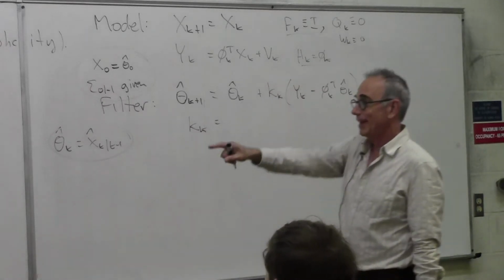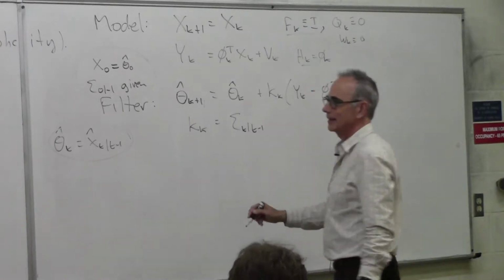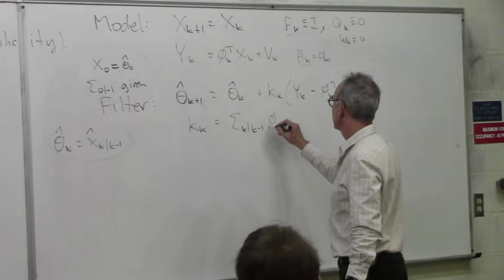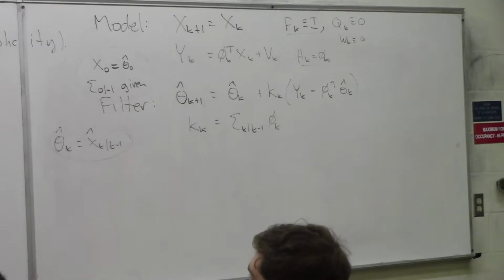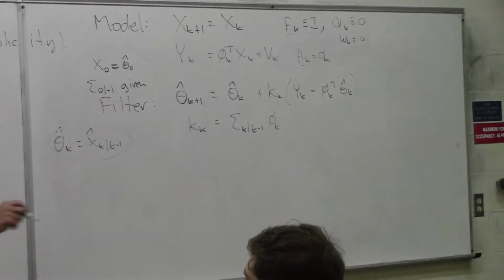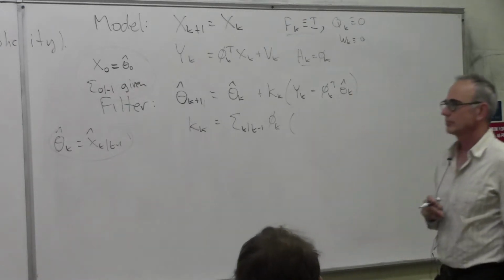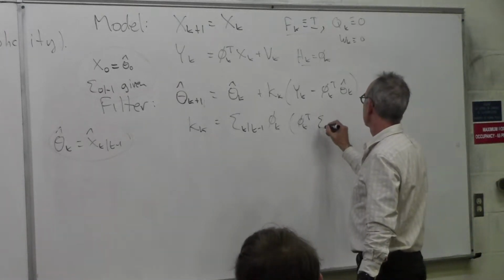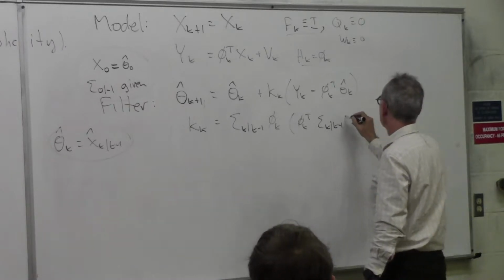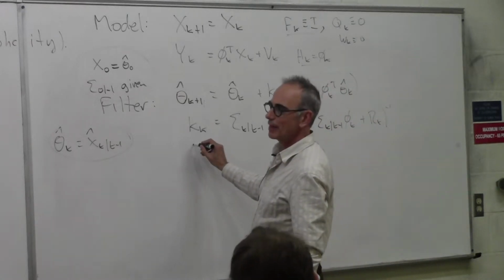I'll begin this. K_k is equal to the identity times sigma k given k minus 1. I've got my phi k. I'm just writing down what I see here. And this whole thing is a scalar inverse, because that's a scalar, R_k is a scalar observation. So again, I'm not going to do it.